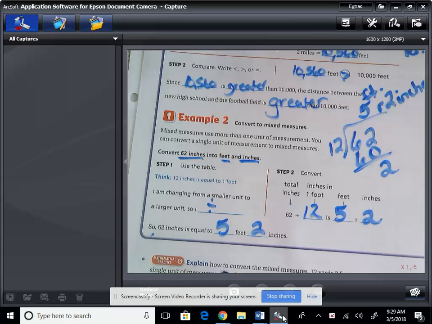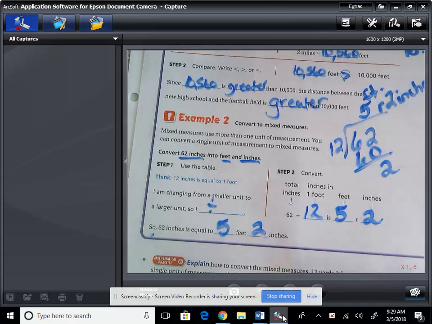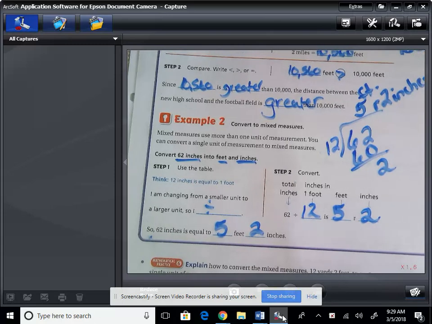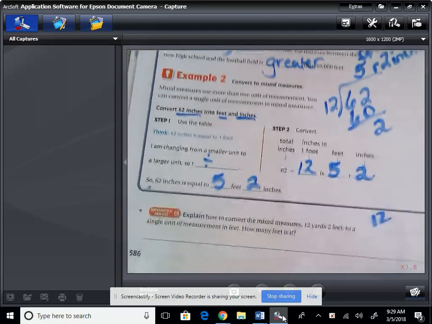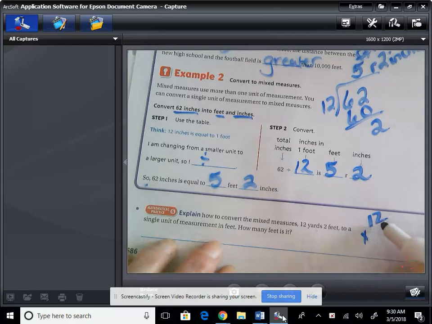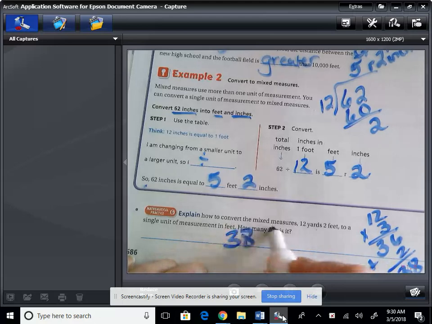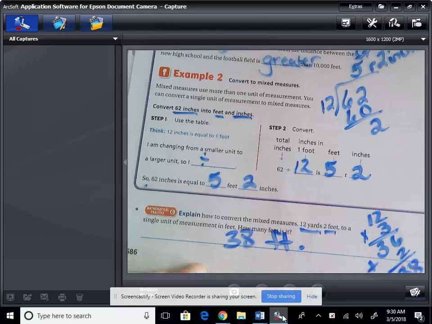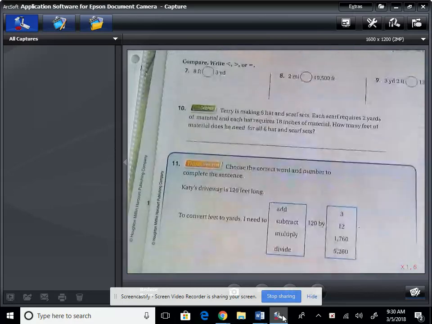Okay, it says, explain how to convert a mixed measurement of 12 yards and 2 feet to a single unit of feet. Well, we're going from larger to smaller, so we have to multiply. We have 12 yards and we multiply it by how many feet are in a yard, because we're going to feet. 3. So that's 36, plus 2 feet. So now I've got to add 2 feet onto that, and I would get 38 feet. Because when I'm going larger to smaller, I multiply. When I'm going smaller to larger, I divide. There's your big, huge thing in converting.